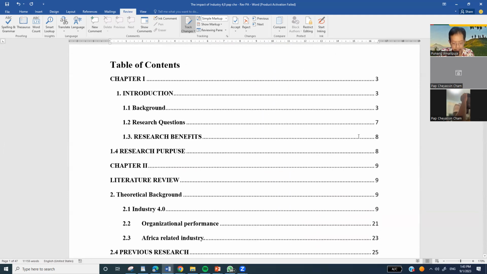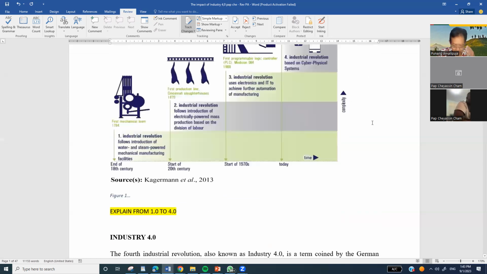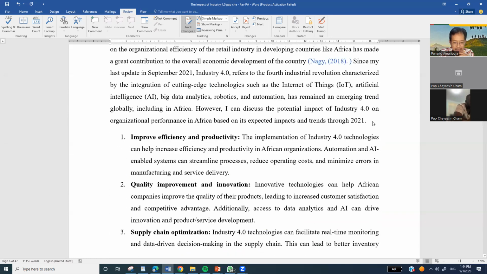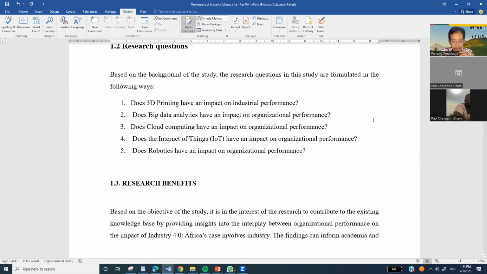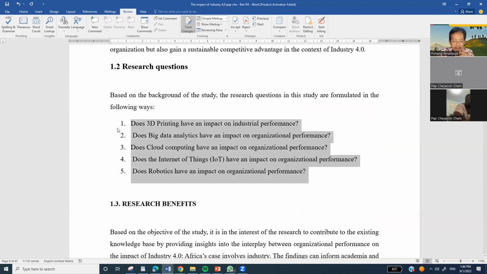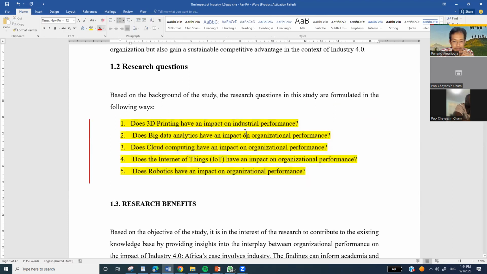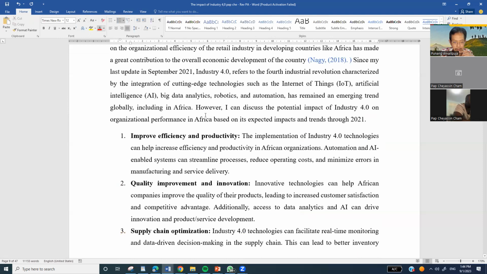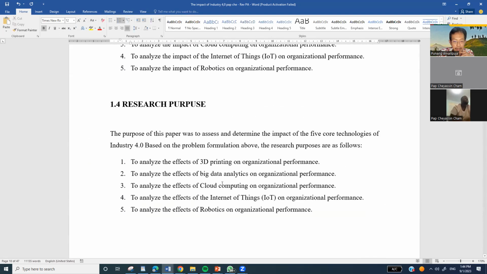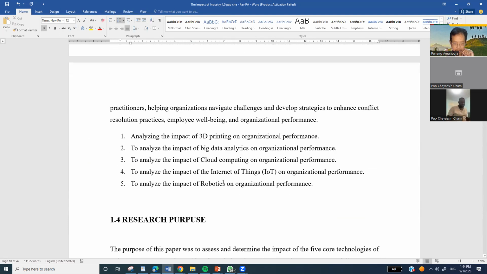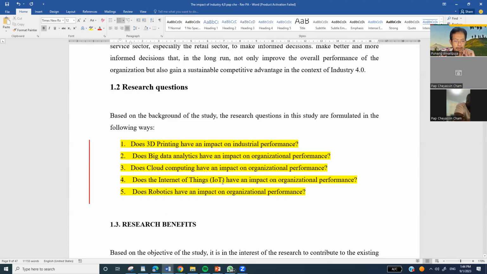Industry, maybe yes, but if it's from retail, then I'm not really sure. And then research benefits. So I'll just put this here, for instance, to remind ourselves of my commands. Okay, the research purpose. Okay, research benefit.